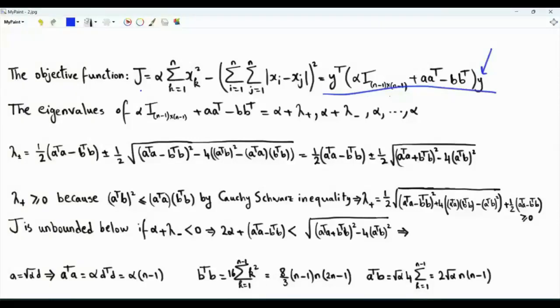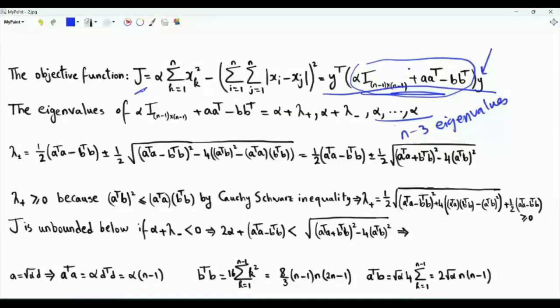Our objective function is a quadratic form involving a symmetric matrix. If this matrix has an eigenvalue that is strictly negative, then the objective function is unbounded below. If the eigenvalues of this symmetric matrix are all non-negative, that is, if the matrix is positive definite or positive semi-definite, then the minimum of the objective function is equal to 0. This symmetric matrix has n minus 3 eigenvalues that are equal to alpha, which is a given positive real number. The other two eigenvalues are alpha plus lambda plus and alpha plus lambda minus.